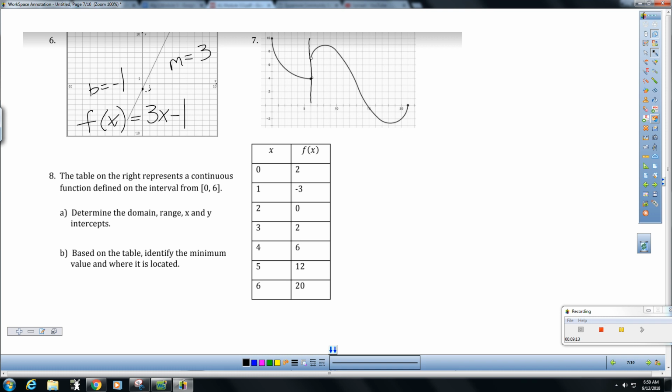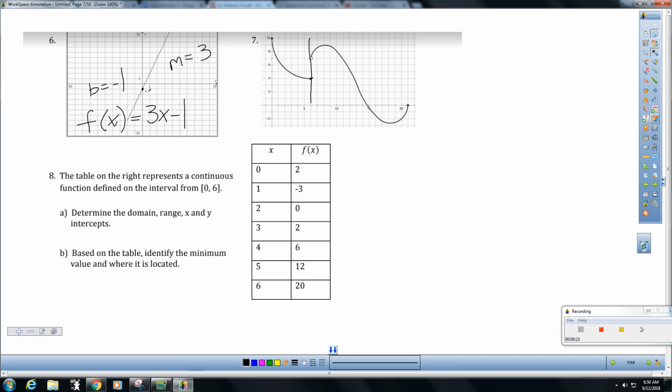Y-intercept would be 10. Come on now. X-intercept would be about 14.9. Okay, it's got a maximum at 0, 10 and a minimum at 18.3, -4. I don't know.